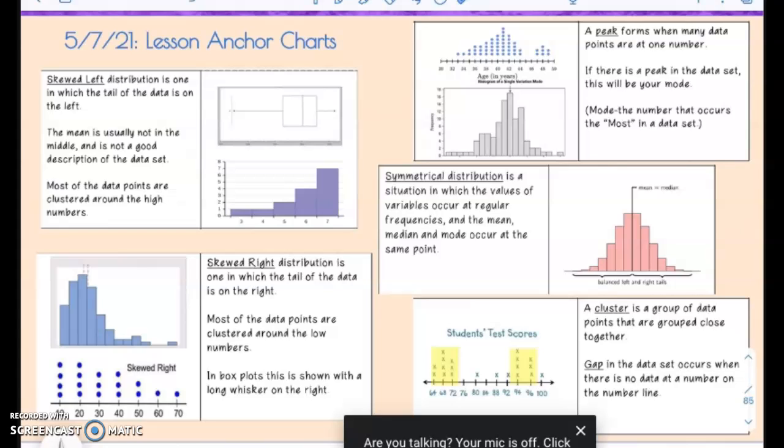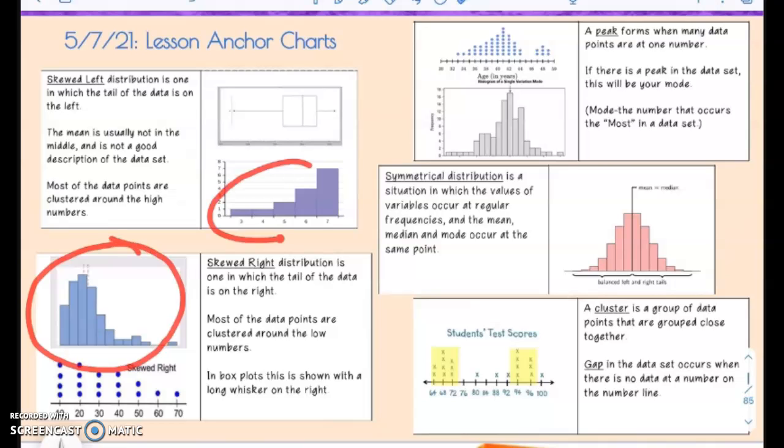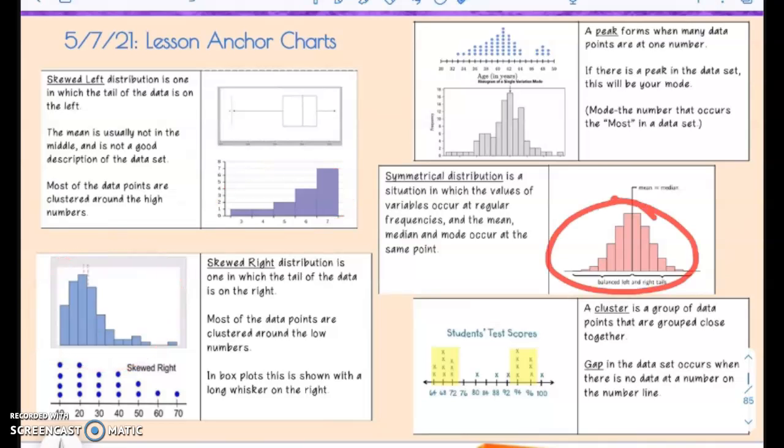All right, so our lesson. These are anchor charts, meaning they're just pictures showing different kinds of graphs that we might see. For the next two slides, we're going to take a look at some histograms, meaning they've got some bars. And then the last two slides, we're going to take a look at some more of our box and whisker plots. So when we take a look here, this is called skewed to the left.